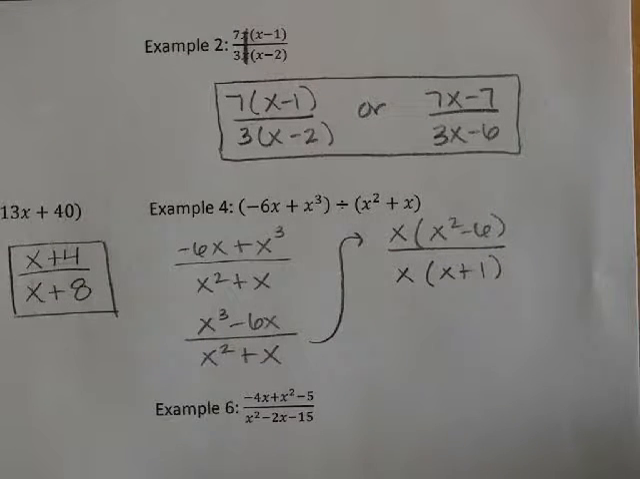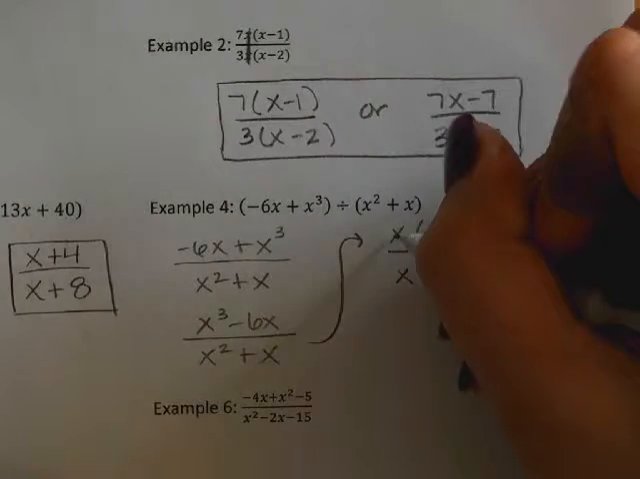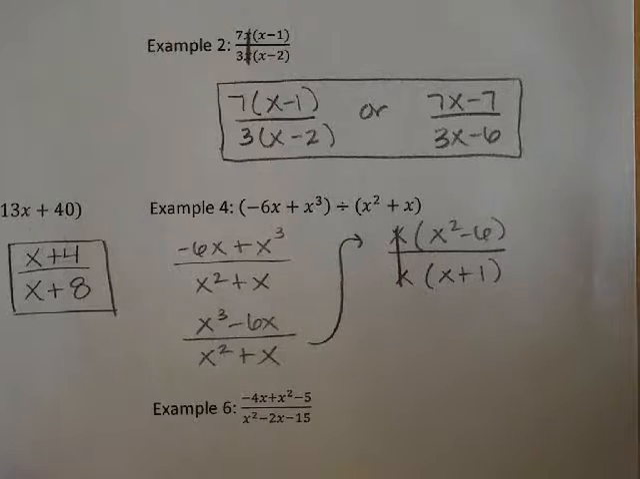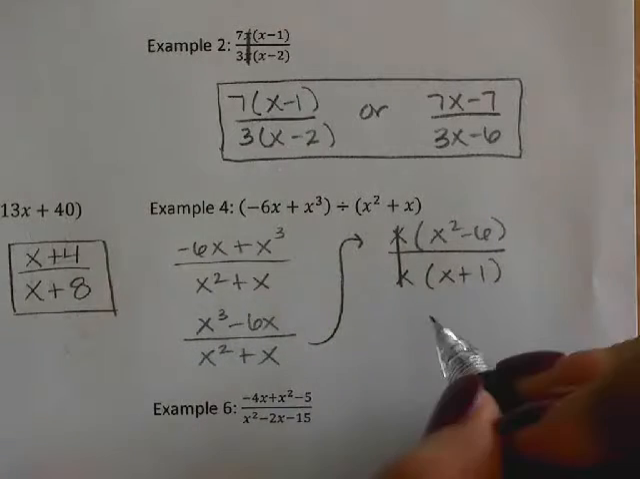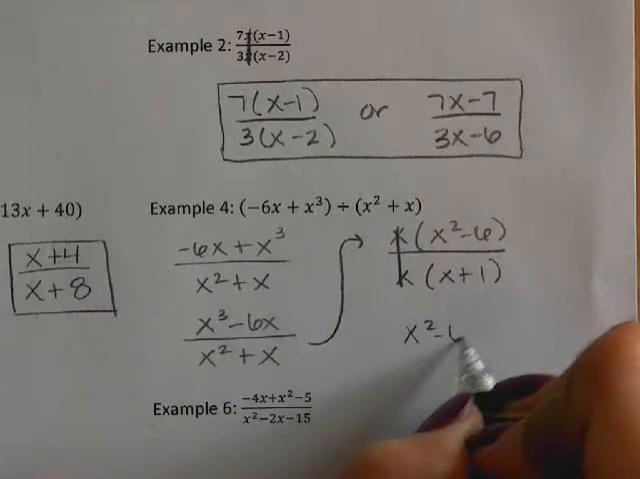Are we done with step 3? Can we factor anymore? No? Okay. Step 4. Cross out the x's. X divided by x makes a 1. Can I cross out anything else? Nope. And then that means that this is our final answer.